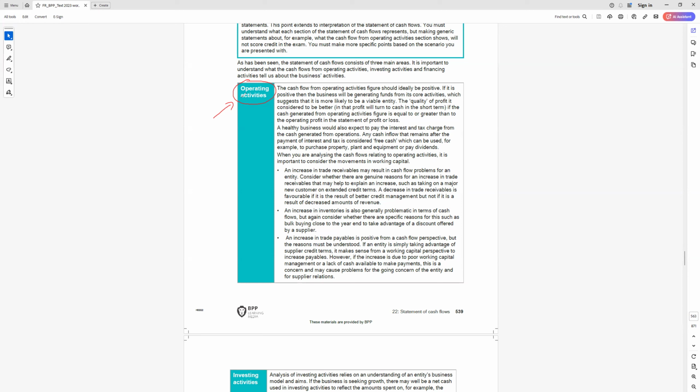So it shows like the trade receivables is getting better, but not necessarily. It could be the main reason. So let's quickly have a look at this one. This cash flow from operating activities figure should ideally be positive, because no one does business for making a loss.